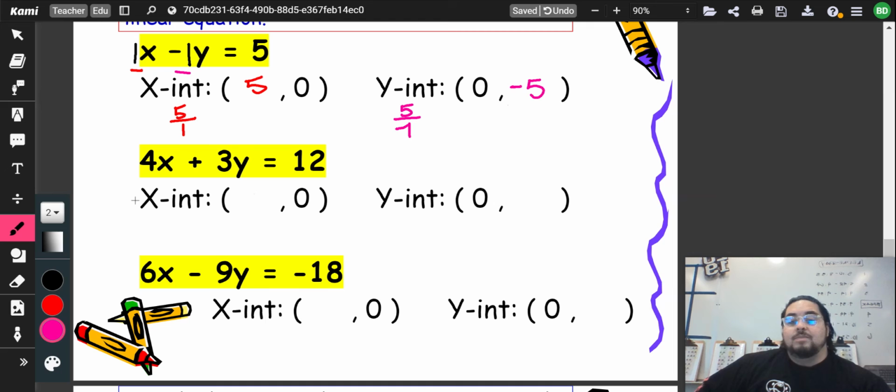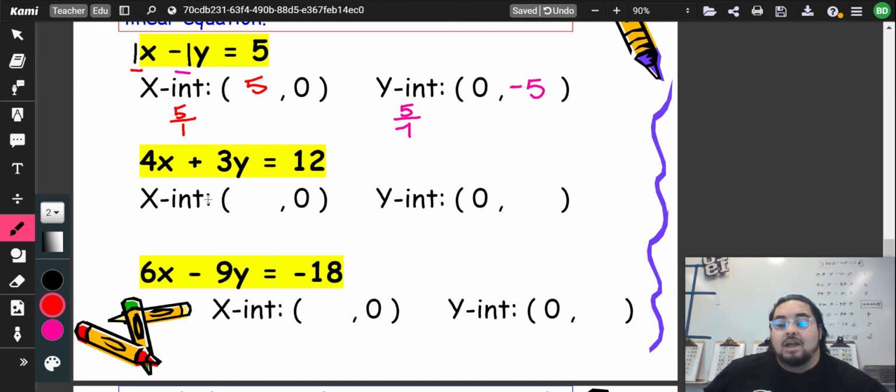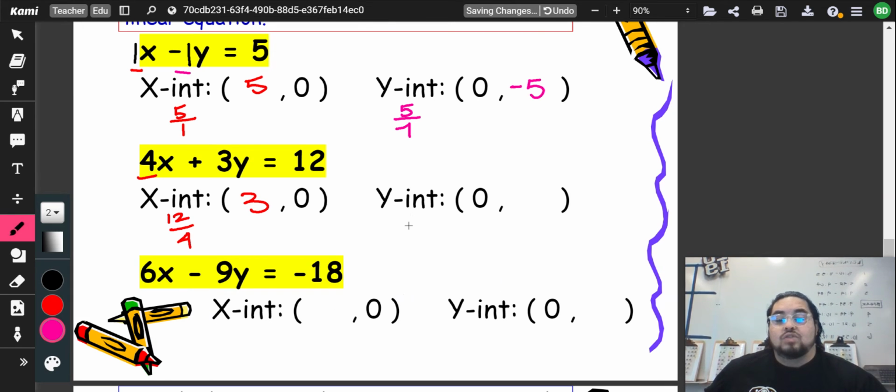Okay, let's keep going. Next one, we have our values in front of x, which is 4, and y, which is 3. We're going to divide that into 12. So for the x-intercept, I'm dividing 12 by 4. We can work that out in our heads. That's going to give us an x-intercept of 3. And then for my y-intercept, I have 12 divided by 3, and that gives me a y-intercept of +4.